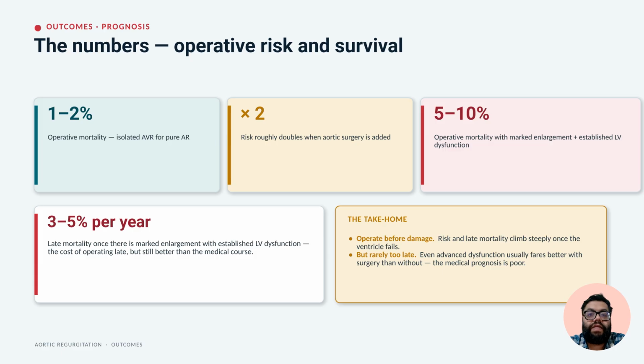And yet, the second take home point matters just as much. Even a patient who arrives late with a poor ventricle usually does better with a new valve than without one, because the natural history of severe symptomatic AR on medical therapy is genuinely grim. Late is not the same as hopeless.